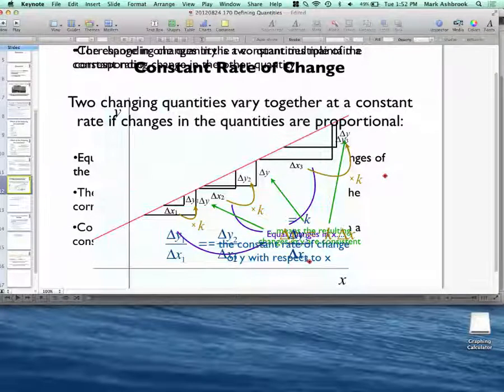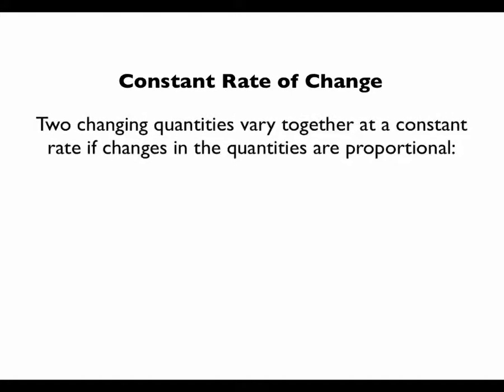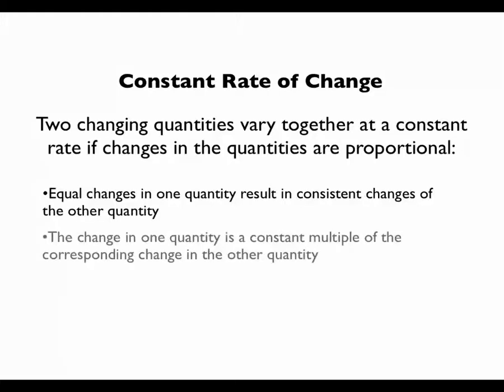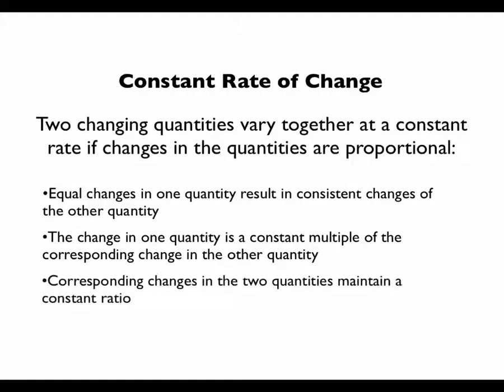So this is just a summary. Okay? Two changing quantities vary together at a constant rate if the changes in the quantities are proportional. Here are the three mathematical results. Equal changes in one result in consistent changes in the other. That was our number 3. The change in one is a constant multiple of the corresponding change in the other. That was our number 2. And corresponding changes in the two quantities maintain a constant ratio. Delta y over delta x stays constant. That was our number 1.